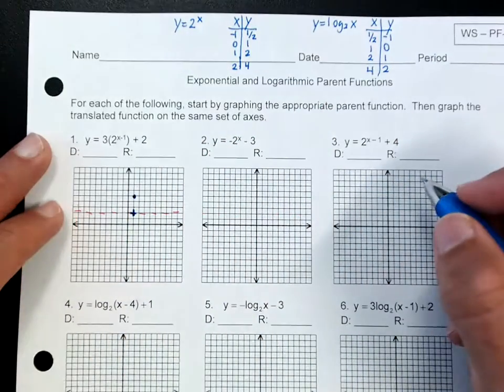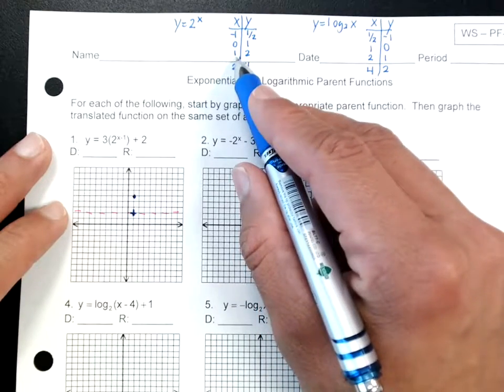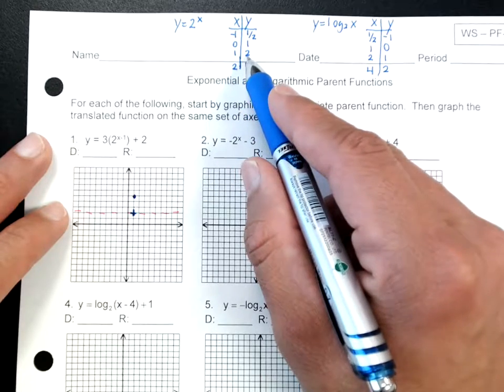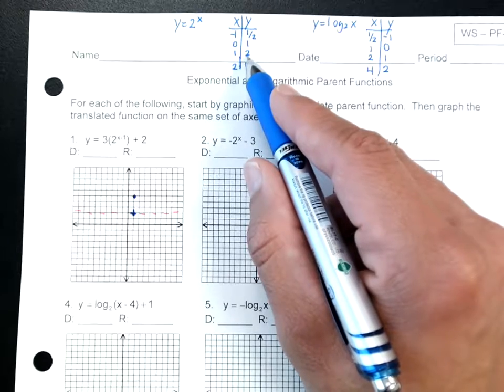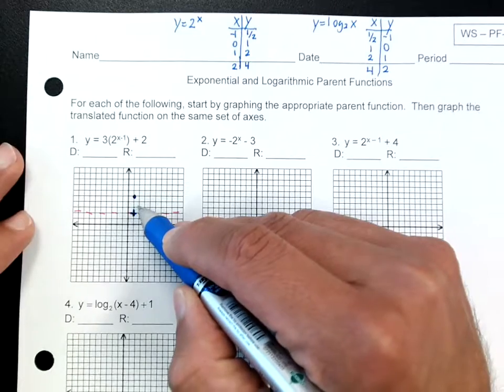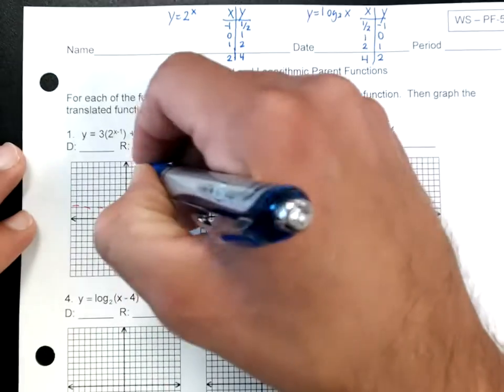Okay? The next point should be, well, I'm almost done really at that point. I have 1 and 2. So now that's going to be 1 and 2. 2 times 3 is, what's 2 times 3? 6. So from here, I'm going to go over 1 and up 6. So 1, 2, 3, 4, 5, 6 is right there.